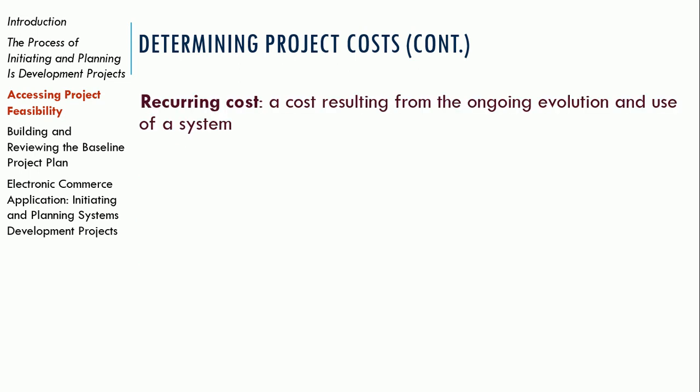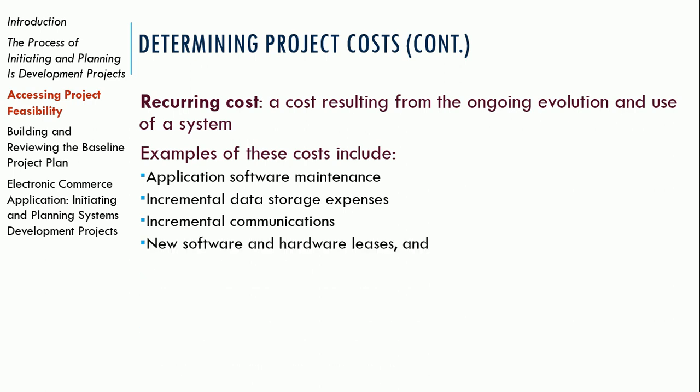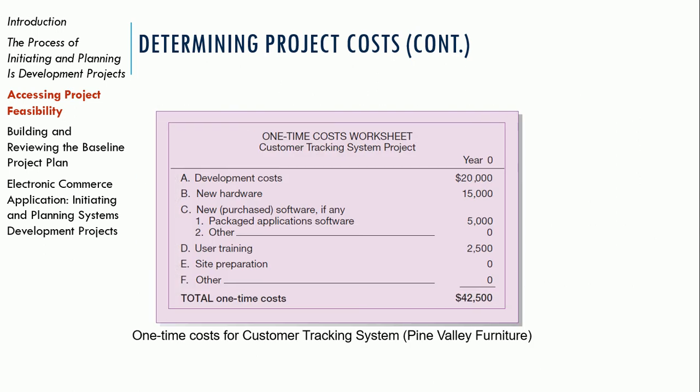So a recurring cost is a cost resulting from the ongoing evaluation and use of a system. So we're going to incur a cost over time. Examples of these could be maintenance fees, support fees, for example. Data storage expenses. If you're using the cloud, right, you have to account for that data storage over time. Incremental communications, new software and hardware leases, supplies, expenses, forms, and so forth and so on.